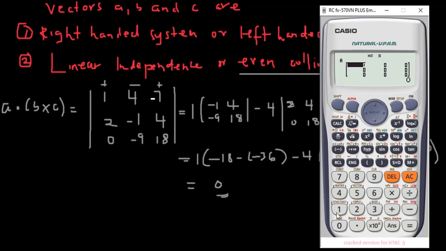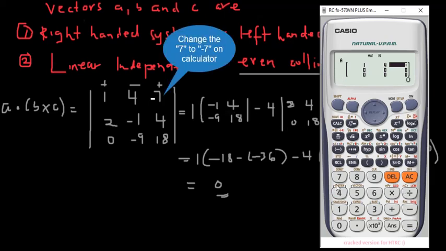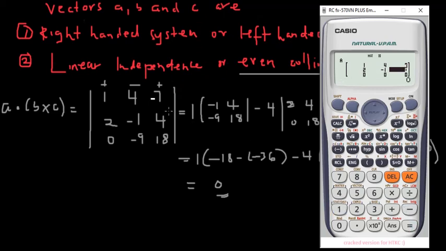We have 1, 4, 7, and then we move on to 2, minus 1, and then we have 4 again, and we have 0, minus 9, and then we have 18. Now we have all our data inserted.